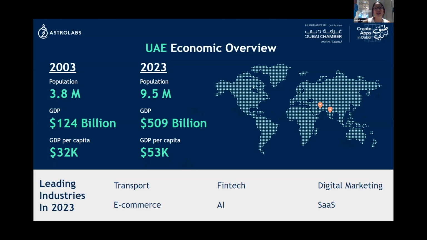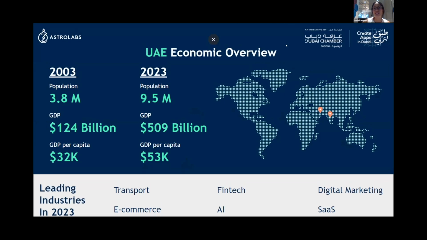So to begin with, we have some numbers here which are just pretty incredible to see how the UAE has grown in population in the past 10 years. It's tripled. Its GDP has tripled. The leading industries, obviously we know that real estate, construction, transportation, hospitality, tourism, they're all huge industries, but we also have a really big digital industries support, like in fintechs, AI, a lot of SaaS and e-commerce.